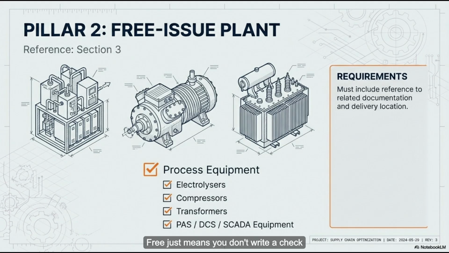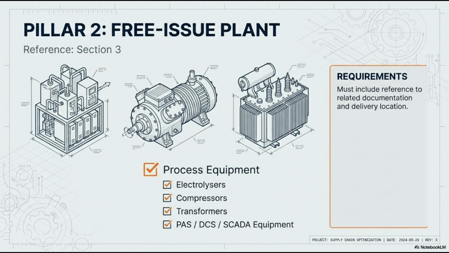Free just means you don't write a check for the turbine itself. Right. But you, the contractor, have to hire the crane to pick it up from that German factory. You have to hire the truck to get it to the port. You have to book the cargo ship. You have to pay for the marine insurance across the Atlantic. And the customs, the border crossing when it arrives. The text is very specific on this. It says, including export and import permits and duties.